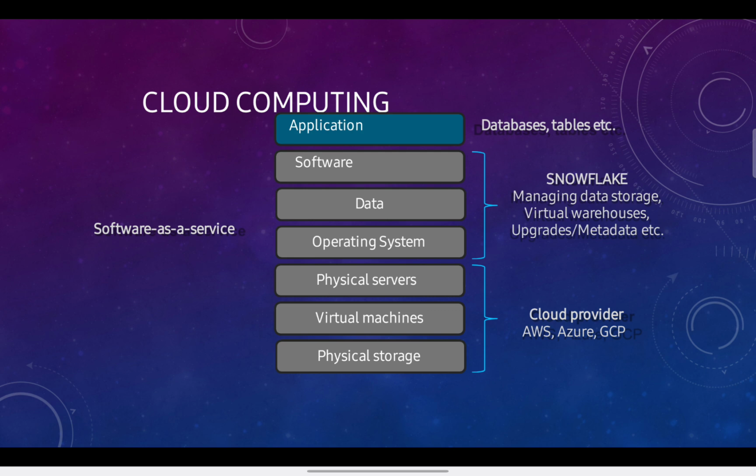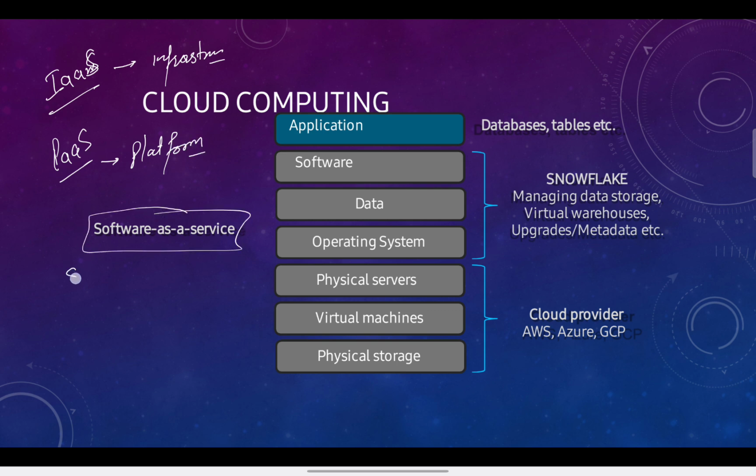and I also want to inform you of some terms. One is IaaS, which means infrastructure as a service, and there is a similar term, PaaS, which means platform as a service. Similarly, SaaS, software as a service.